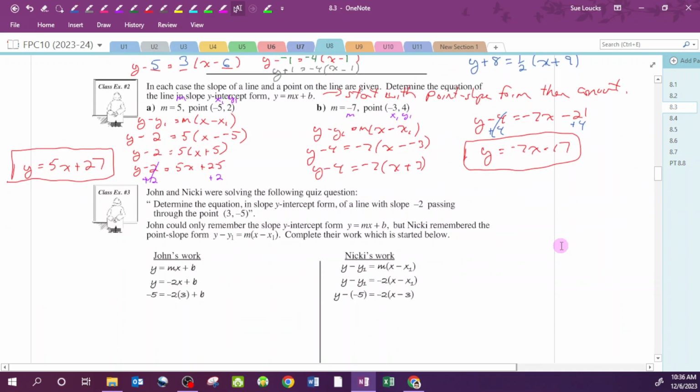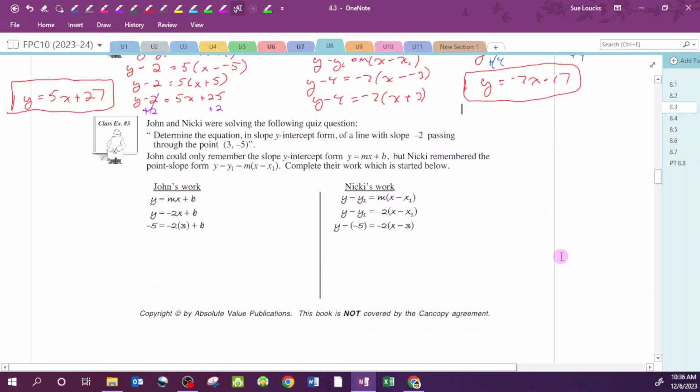Okay, next. John and Nikki, oh, this is a great question. John and Nikki were solving the following quiz question. Determine the equation in slope-intercept form of a line with slope negative 2 passing through the point 5, negative 5. John could only remember the slope-intercept form, and Nikki remembered the point-slope form. So I'm going to do the point-slope form first because that's what we've been doing. So Nikki has replaced the y1 with the negative 5 and replaced the slope with the 2 and the x1 with the 3. So that's all correct.